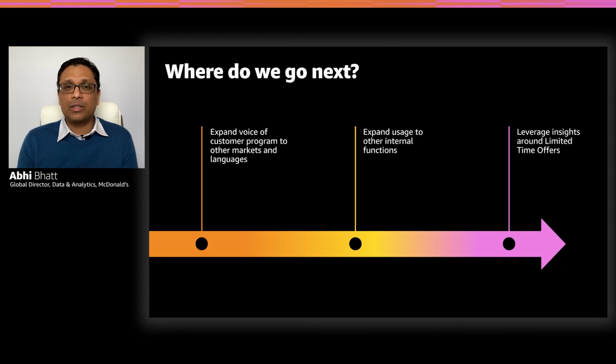And finally, we want to continue to leverage the insights we get from limited time offers or promotional activities and keep hearing the voice of the customer for these new products. Yes, there is more to do and more to come, but we are confident on being on the right path with AWS Comprehend as our technology solution. With that, I'd like to hand it back to Samir.